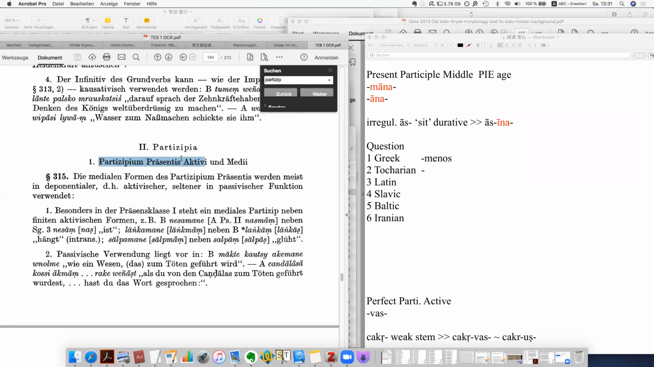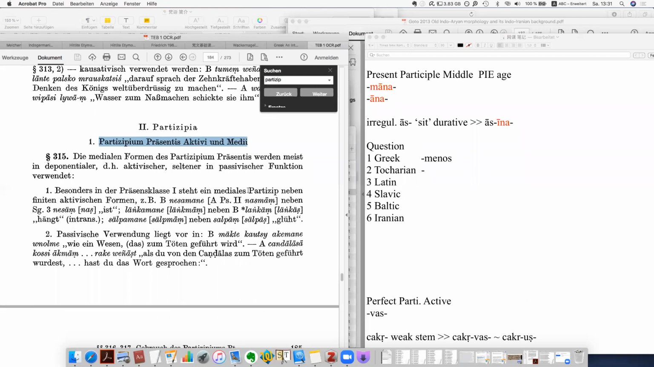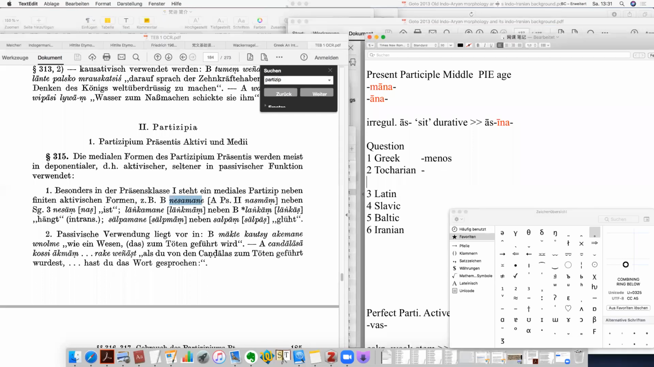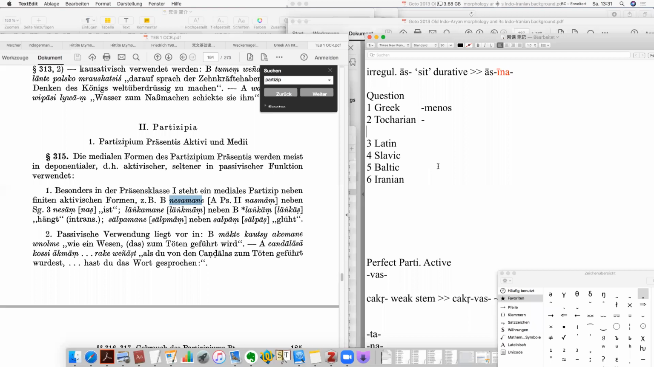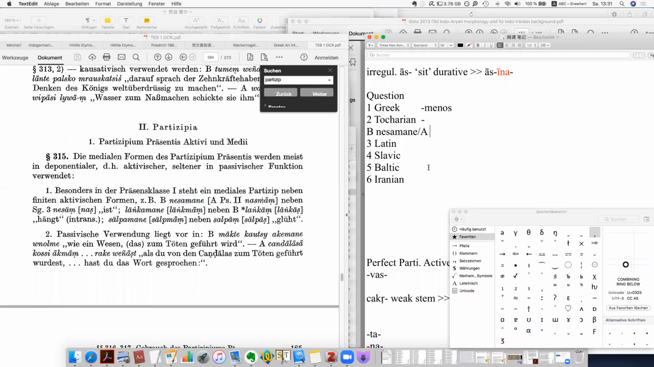This part is about the participe presentis, active and medium, right? And for the medium participe, there are some examples like this one. So let's check it. There's one called nesa-mane, right? And this is Tocharian B. And let's check Tocharian A. Tocharian A is called nas-māṃ. Nas-māṃ, yeah, right.